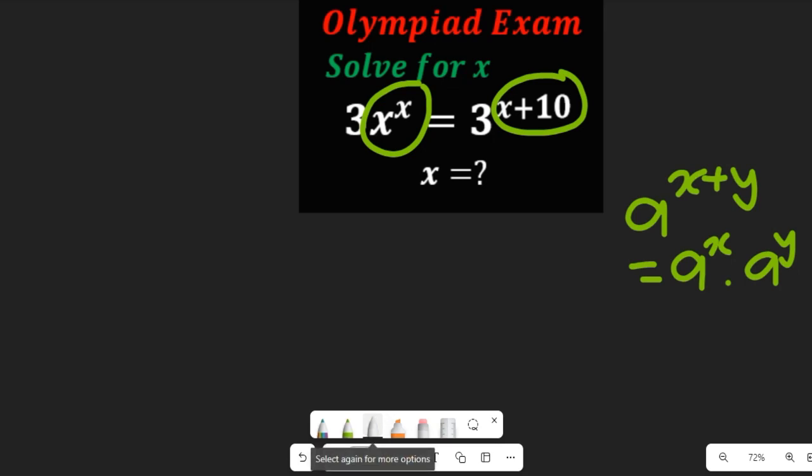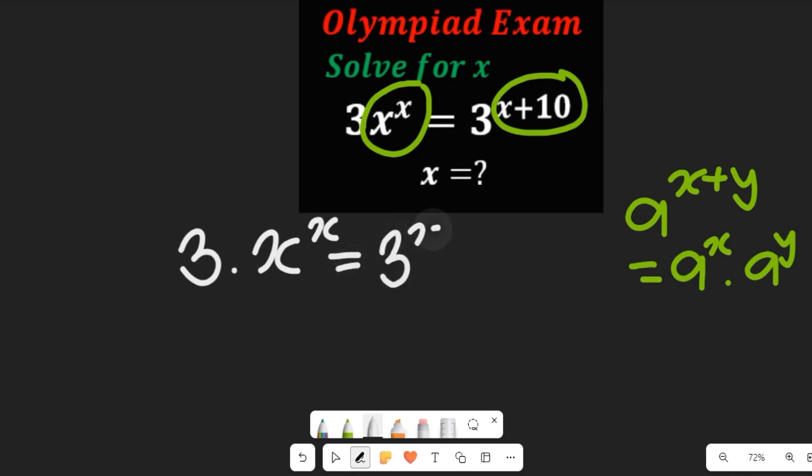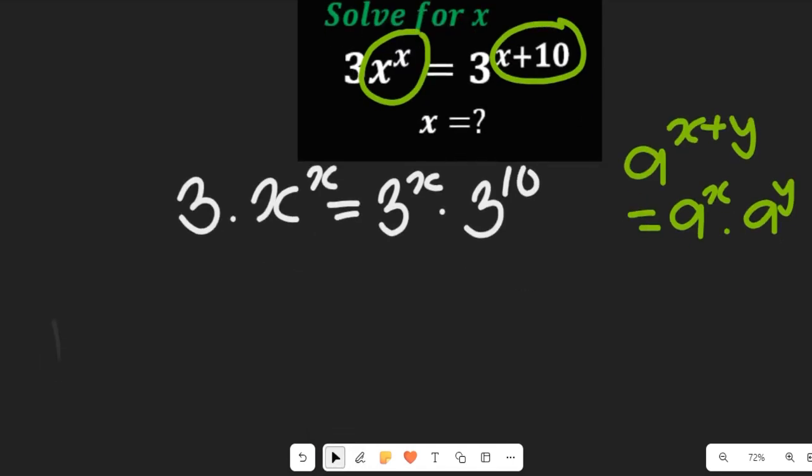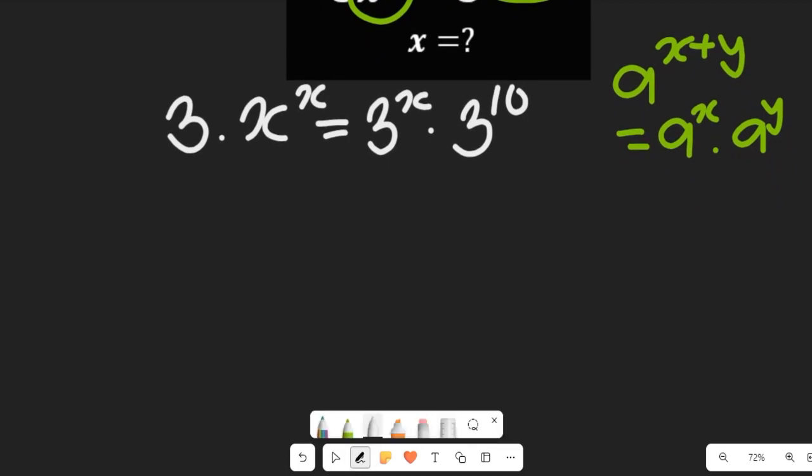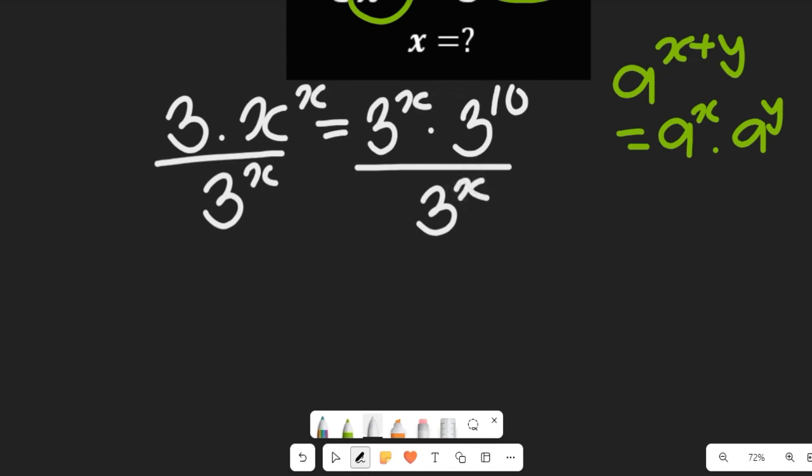If we expand that, we're going to have 3 multiplied by x to the power of x, and this will be equal to 3 to the power of x multiplied by 3 to the power of 10. Now from this expression, we can simplify further by dividing both sides by 3 to the power of x. And why are we doing this? So that we can clear 3 to the power of x from the right hand side.